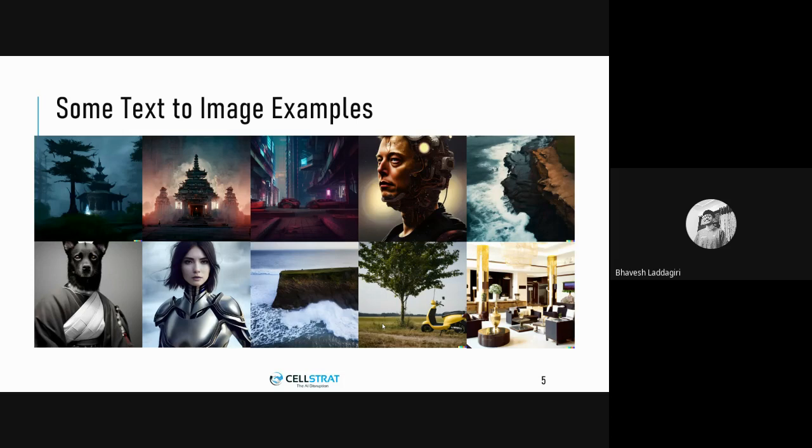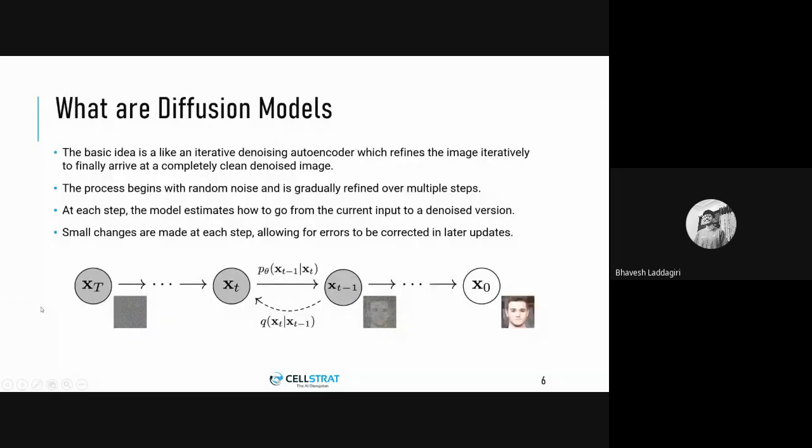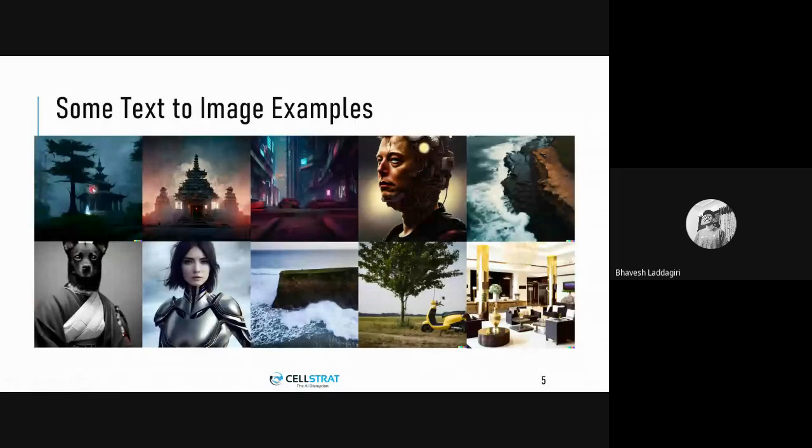Some text to image examples that I was able to generate from my local computer using MidJourney, Stable Diffusion, and others. It's a mixture of these, some of which you're seeing on the screen. I think this was Dall-E. This was MidJourney. This was Stable Diffusion. Anyway, the point being that these are some examples.